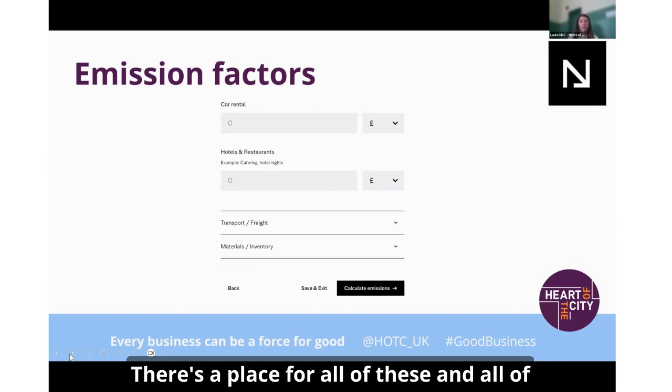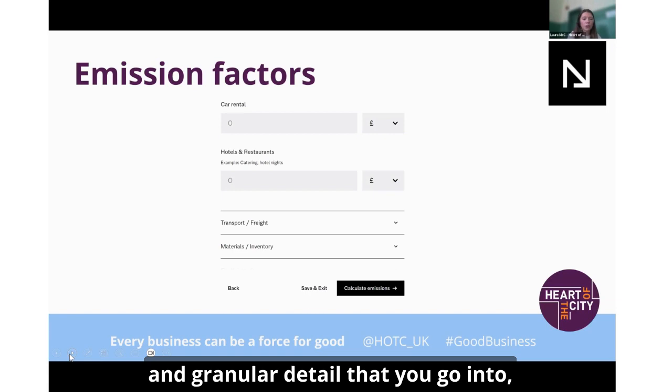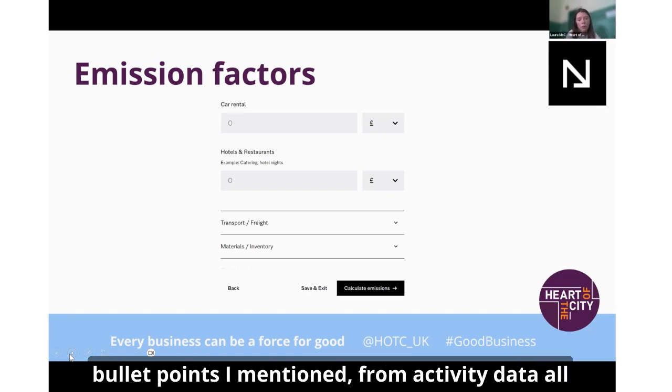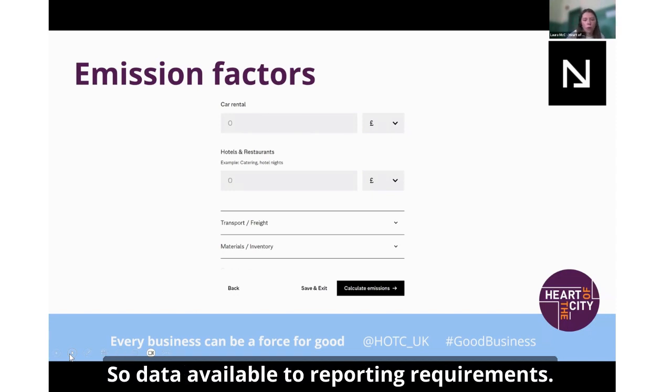There's a place for all of these calculators, and for the different levels of granular detail that you go into, or not granular detail, and that will be based upon the 6 bullet points I mentioned, from activity data all the way down to reporting requirements.